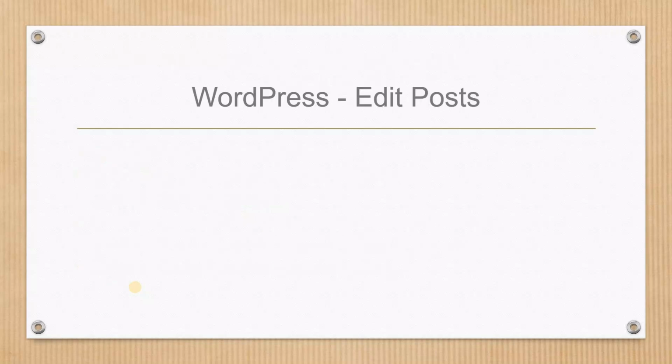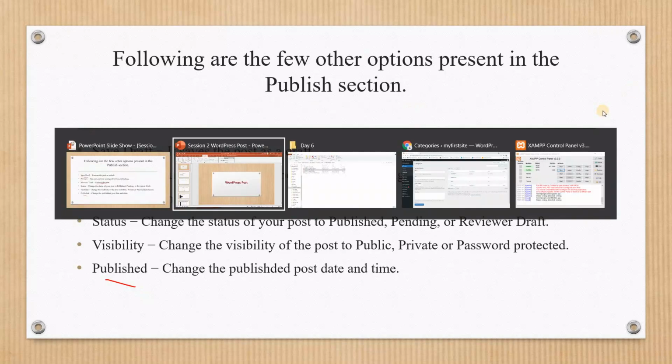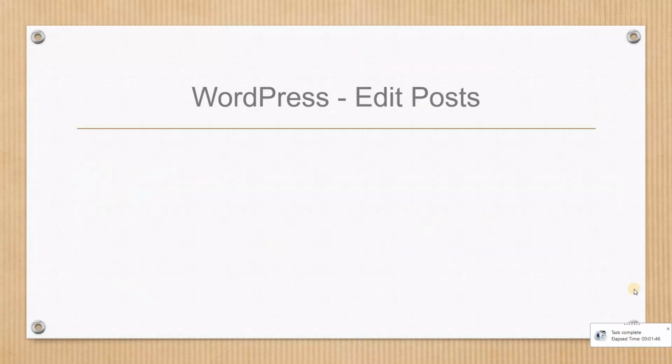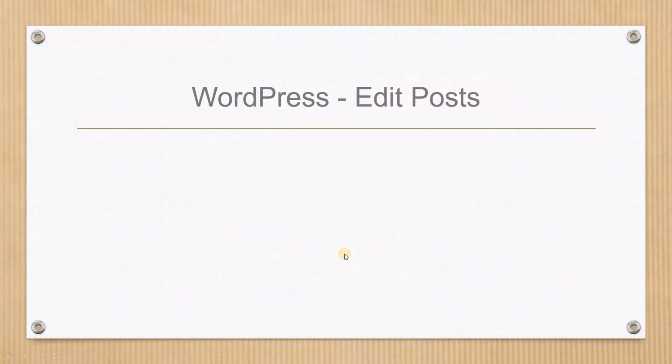Next, we have edit post. Now how to edit a particular post? For that we simply have an edit link. So let me first explain how to add the post in WordPress, which we have. Next we have how to edit post in WordPress.